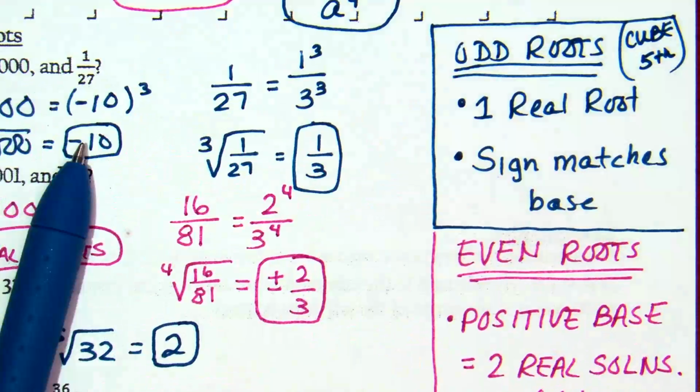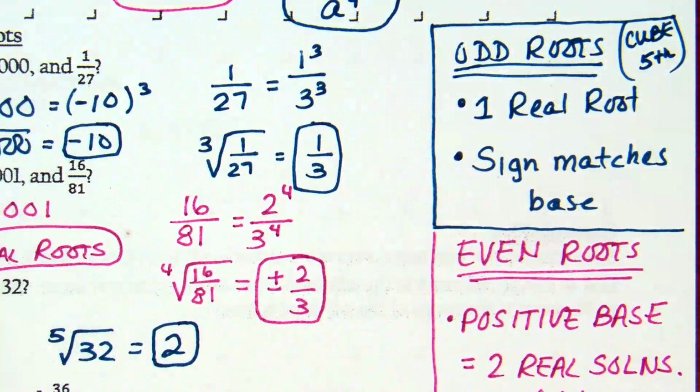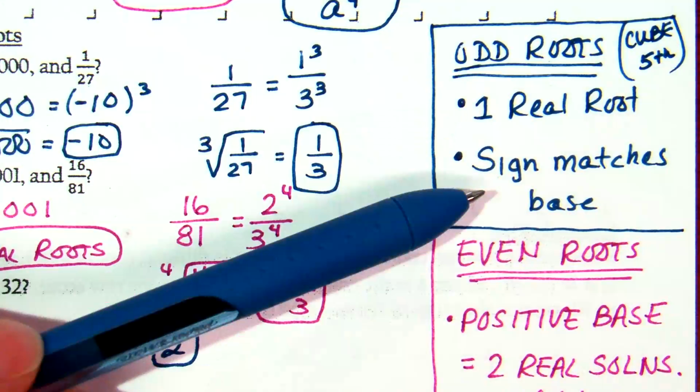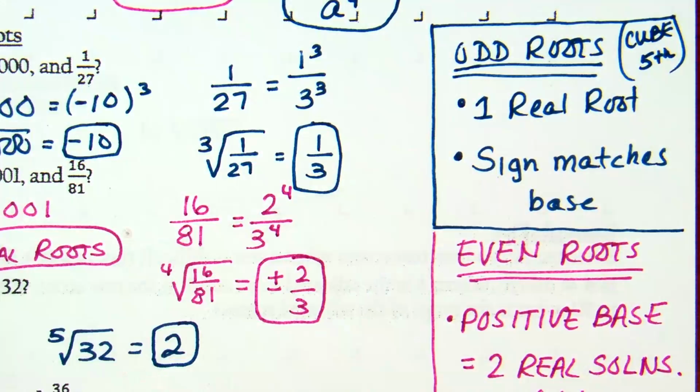Like what we had up here. And what about the sign on that answer? If my original problem was positive, the cube root or fifth root was positive. If my original problem was negative, my cube root or fifth root answer was negative. And so just to summarize, odd roots, one real root, so just one answer, and the sign always matches the base or the original problem. So if you're doing the cube root of a positive, your answer is positive. Fifth root of a negative, your answer is negative. So that's what the summary about odd roots means.